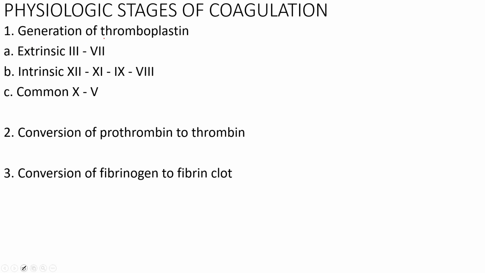Now, there are physiologic stages of coagulation. It starts with the generation of your thromboplastin. It starts with the extrinsic pathway, activation of factor 7 by factor 3. Intrinsic pathway: factor 12 activates 11, 11 activates 9, 9 activates 8. Then the common pathway, factor 10 to 5. This would be followed by the conversion of prothrombin to thrombin, and thrombin will convert fibrinogen into your fibrin.